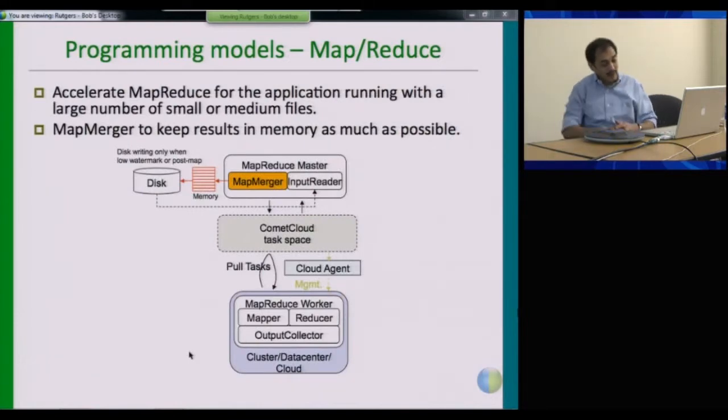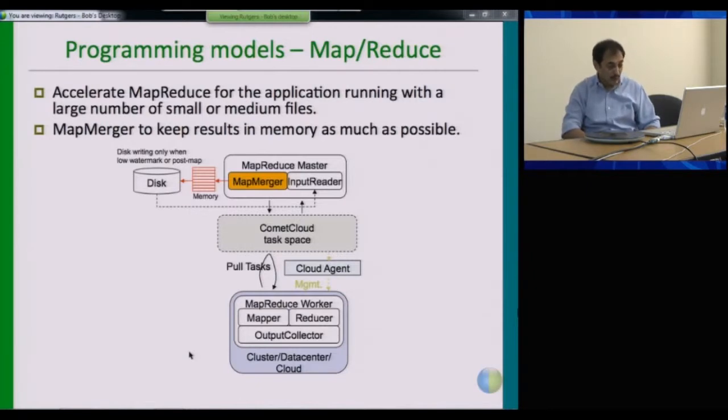Another model that we have implemented on top of this framework is the MapReduce model that's very popular, and you learned a lot about this, I believe, yesterday. So we have an implementation of this on top of CometCloud that allows us to layer this on top of a federated infrastructure. And the other thing that we've been trying to do, because of the nature of CometCloud, is to try to use in-memory operations as far as possible.